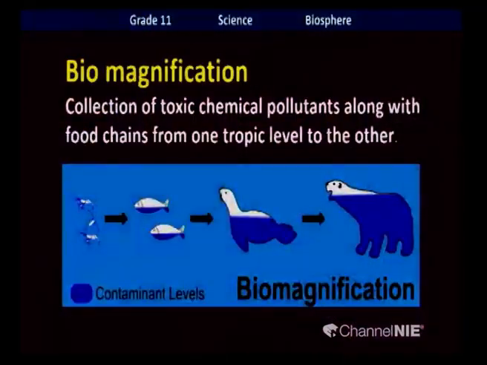Okay, next direct effect of environmental pollution, biomagnification. Let us see what biomagnification is. Biomagnification means the accumulation of toxic chemical pollutants along the food chain from one trophic level to the other. If you write a food chain, the first trophic level is mostly plants, but if you take an aquatic environment, you can see the contaminant level given by this color in each organism. At the beginning there may be prawns or crabs.